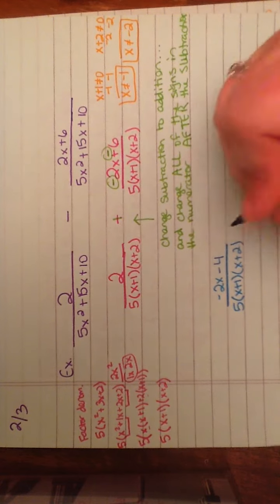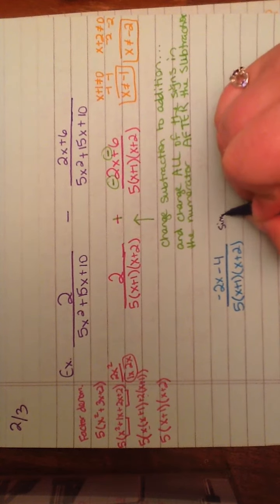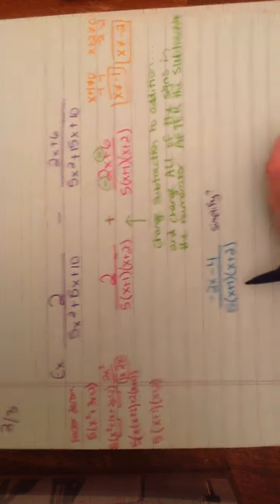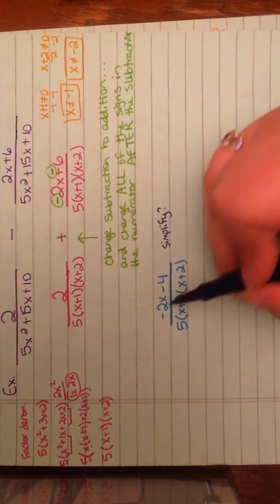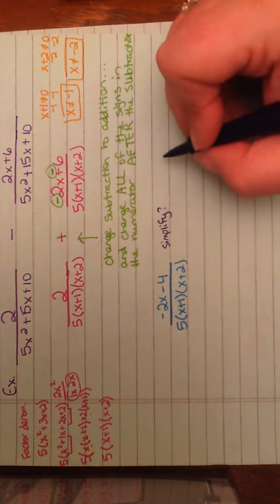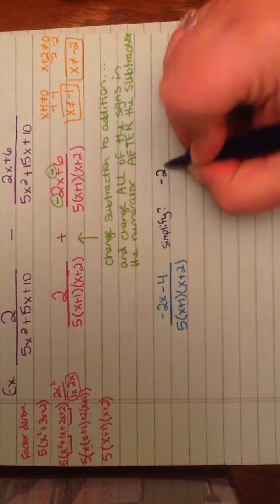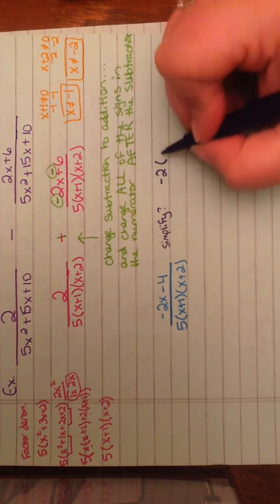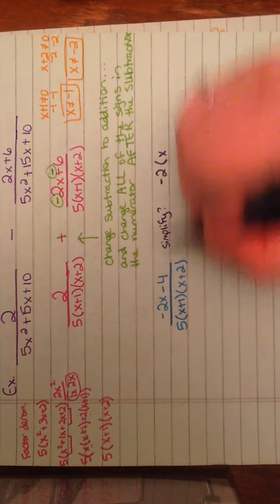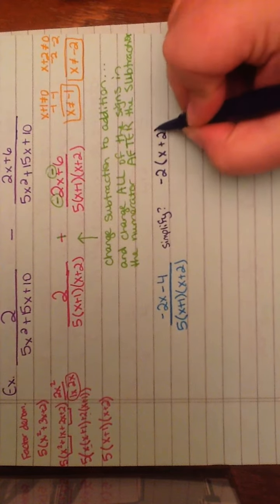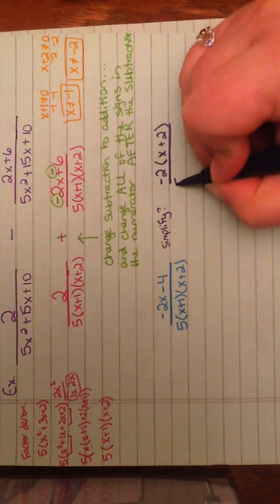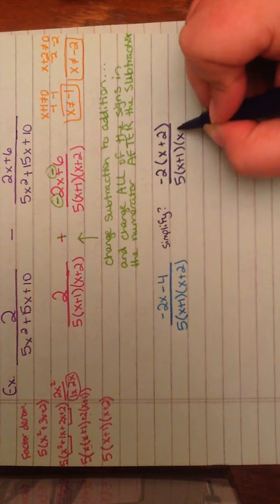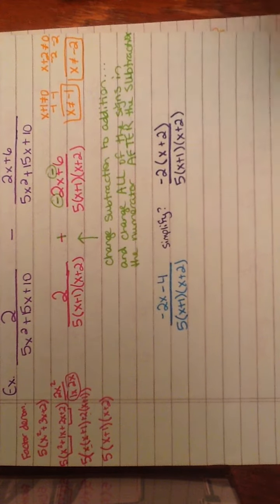Next thing I need to do is see if I can simplify this. So looking mostly at your numerator, because the denominator is already factored and simplified, can I take anything out of both of those terms? Yeah, it looks like they both have a negative 2 in common. So if I divide negative 2x by negative 2, I get an x. Negative 4 divided by negative 2 is positive 2. And then my denominator is still 5 times x plus 1 and x plus 2.